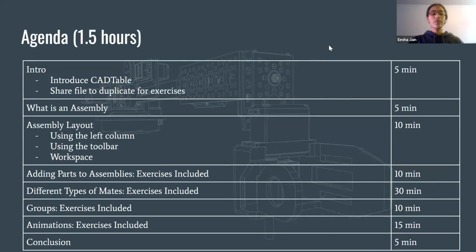So today we're going to discuss a lot. So that's why it's 1.5 hours instead of the other ones, which are 1 hour. We're going to talk about what an assembly is. We're going to learn about the layout of an assembly, how to add parts to assemblies, different types of mates, which is the main part of assemblies. And then also I do have exercises with those project files for you.